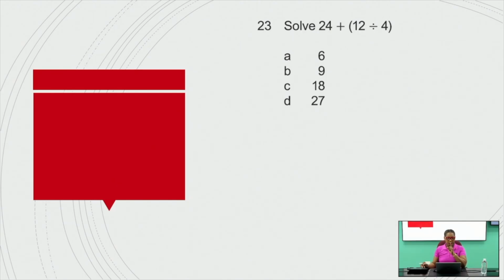Solve 24 plus, open brackets, 12 divided by 4. Same concept here. You want to look at the order of operations. What operation do you do first when you have multiple operations in a question? It's usually division and multiplication before addition and subtraction. It is always that way. Now, if you had division and multiplication together and the multiplication was written first, you would do the multiplication and then the division. So we only have division and addition here.